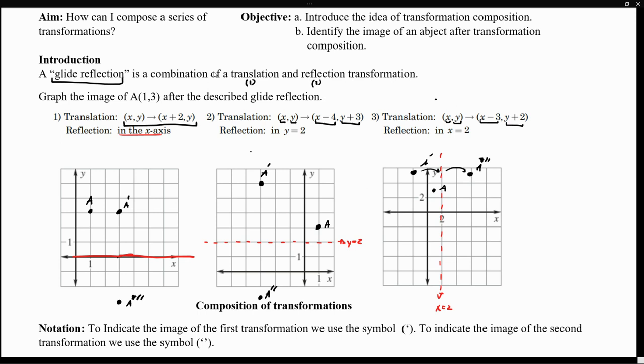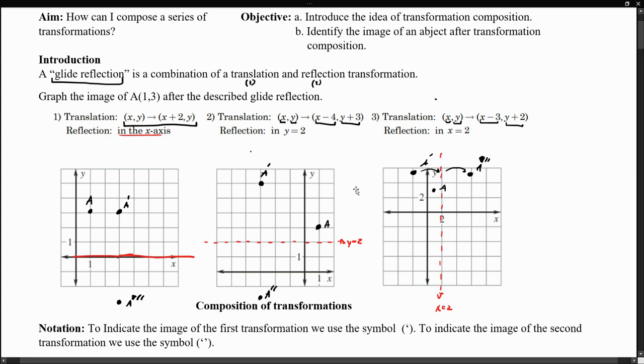So these examples were more than anything for you to just get comfortable with the notation, and for you to get comfortable with the idea that we can perform more than one transformation of an object. And right now we're just doing a single point. We're going to move on to full objects in a second.